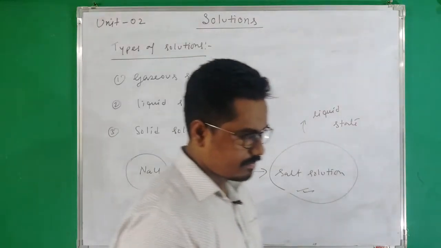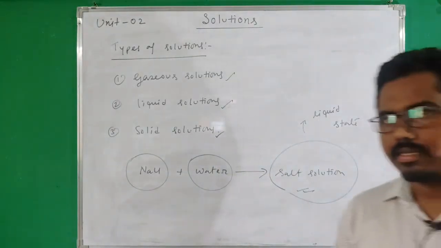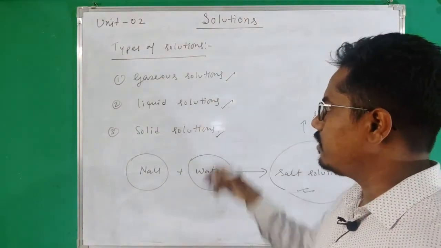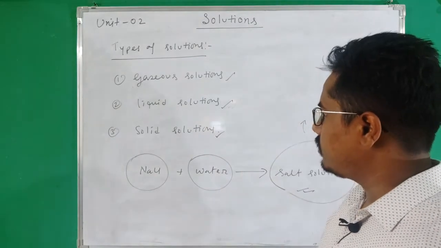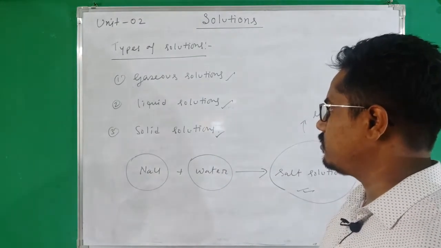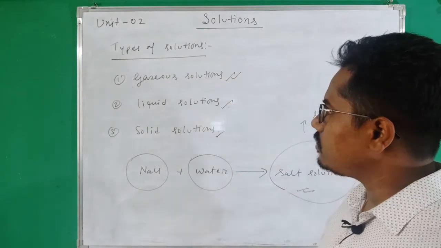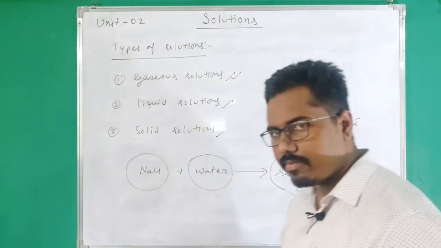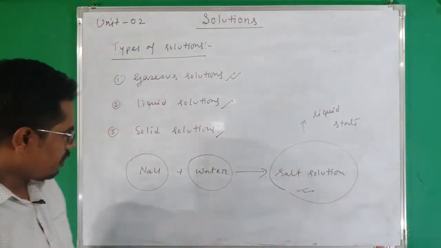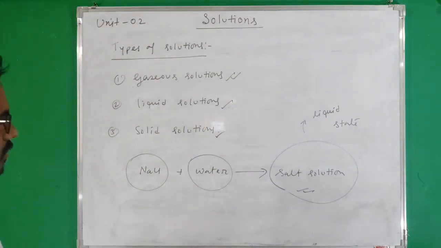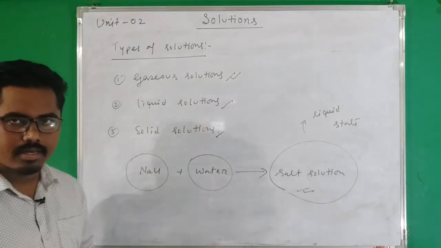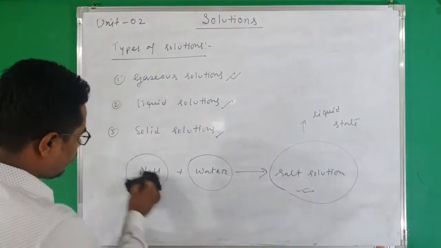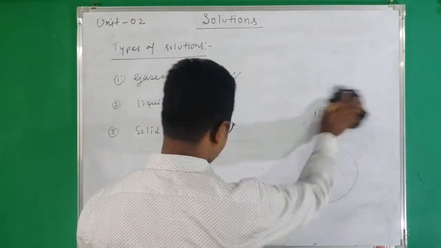So hence we can say that depending upon the physical state of the solvent, solutions are classified into three types: first gaseous solutions, then liquid solutions, then solid solutions. In the first case, the solvent is in gaseous state. In the second case, the solvent is in liquid state. And finally, in the third case, the solvent is in solid state. Okay, we can take examples. There are so many examples, but here I will give only one example for each.